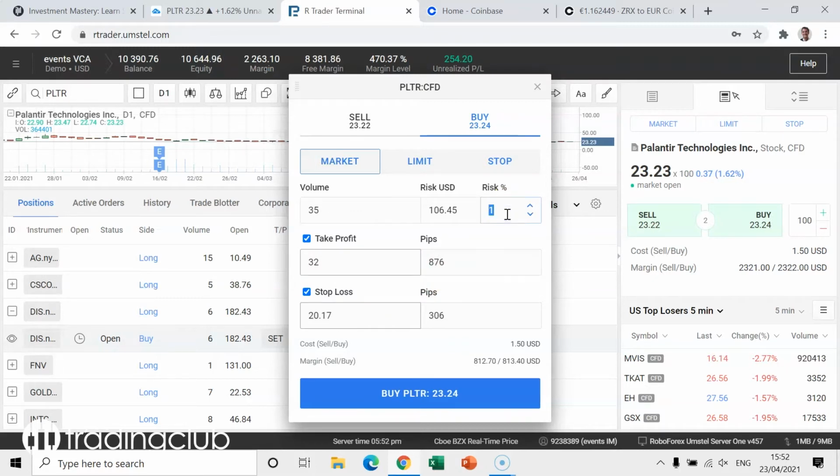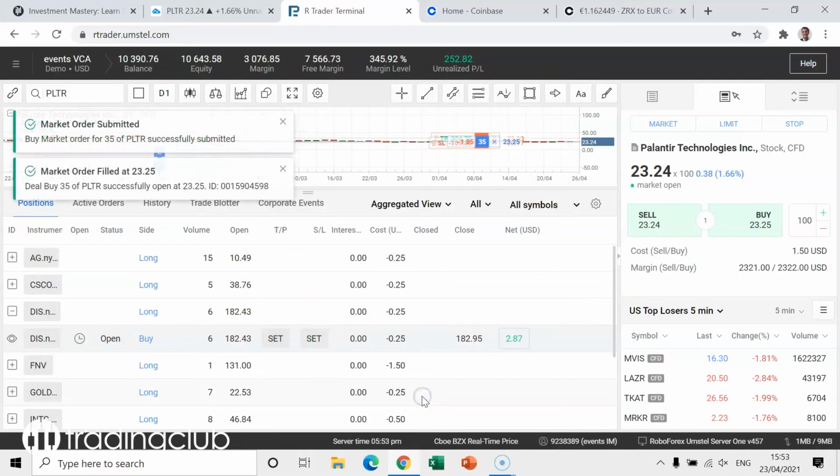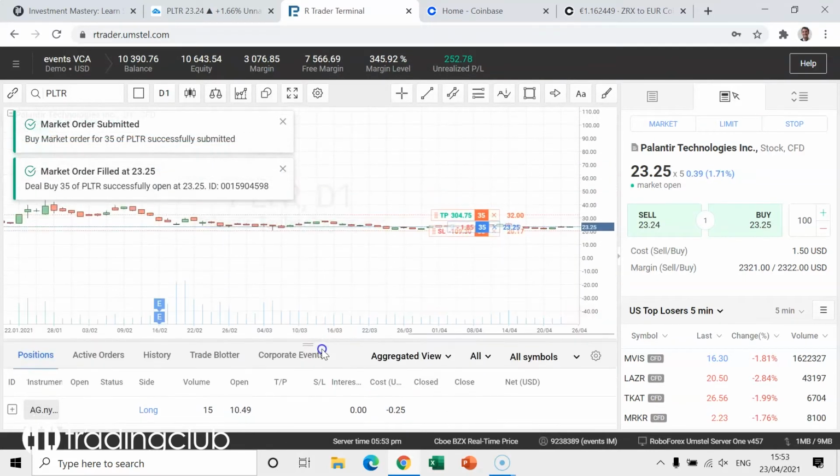So here I put in 1%, and here you can see the total risk will be $106 if I lose, but then obviously I'm going to make 3 times as much. And you can see that this is 1% based on the equity. So the equity is the balance plus or minus the unrealized profit and loss, which gives us 10,644, and 1% of that would be 106.45. So I hope that makes sense for you. We're going to do another example as well. And then everything is planned. So then 1, 2, 3, and let's press place order. Boom! We have now placed the order.